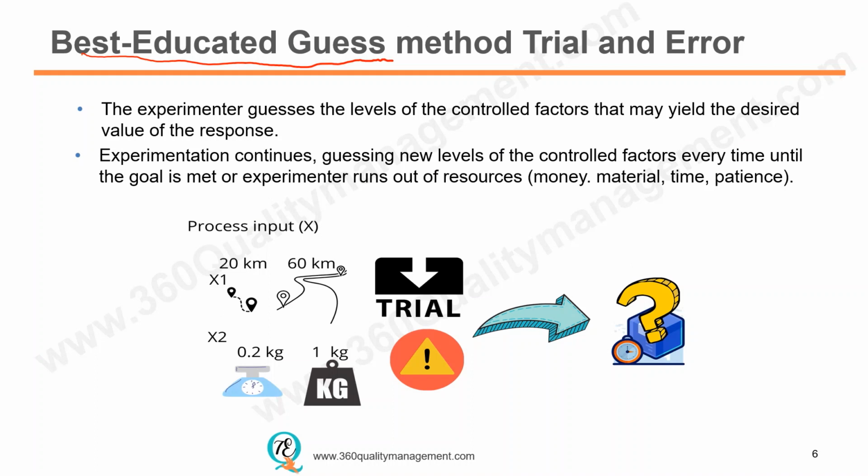Best educated guess method, or known as trial and error method, is actually the common approach in experiment. In this method, the experimenter will guess the levels of each factor, or what type of items in each factor, which might yield a desirable result of the response. The experimentation will continue, keep on guessing what is a level. For example, in this process input, is it route A or route B or route C?